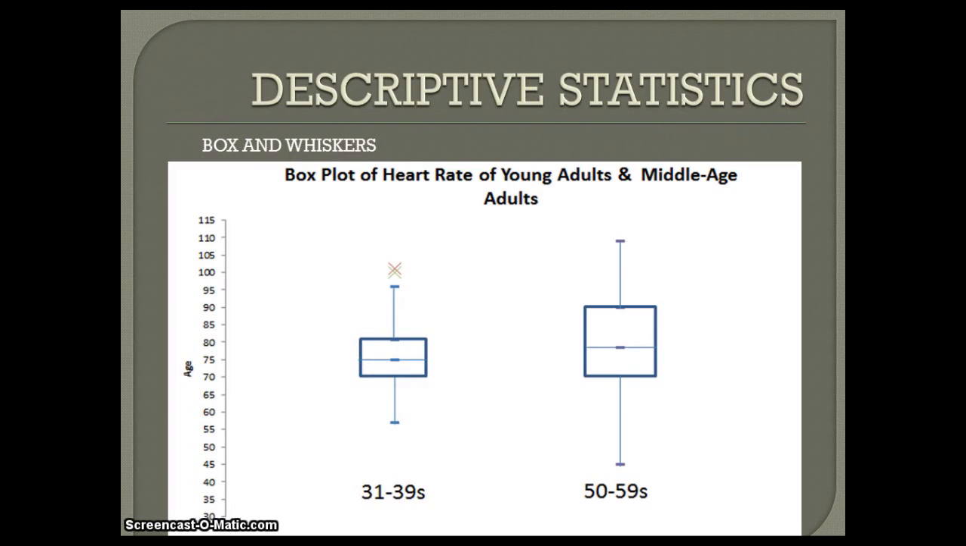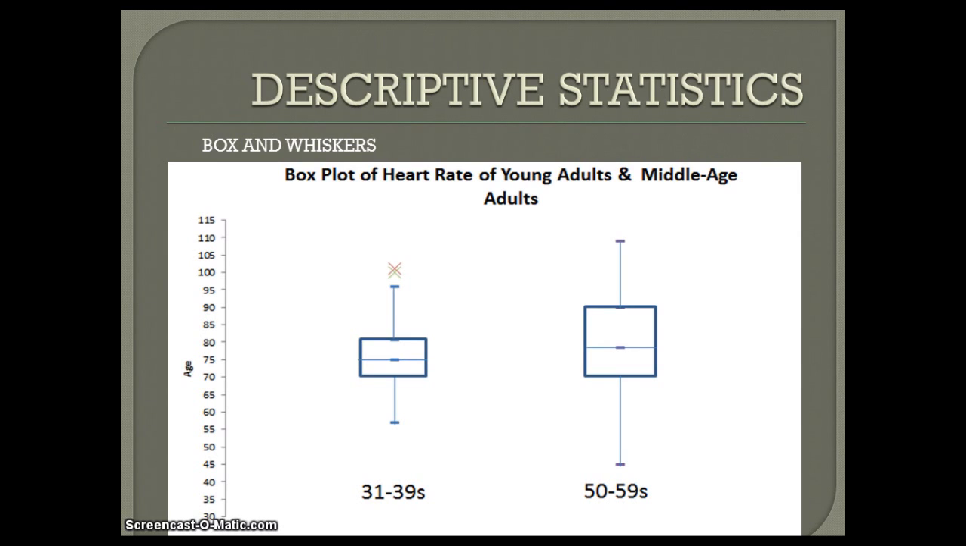By comparing the box plot of heart rate of young adults in their 30s with the box plot of heart rate of middle-aged adults in their 50s, and looking at the whiskers on the box plot, it is evident that the spread of data of heart rate of middle-aged adults in their 50s is much greater than the heart rate of young adults in their 30s. From the box plot, it can also be observed that the interquartile range of heart rate of middle-aged adults in their 50s is much higher than the interquartile range of the heart rate of young adults in their 30s.